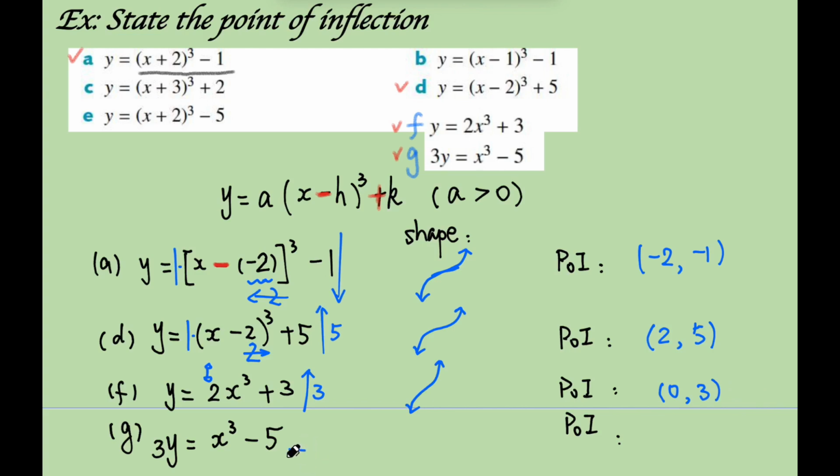For this question, we are going to divide both sides by 3. Then the coefficient is 1/3, and the shape will still be climbing up the hill. And h is 0, k is negative. It means we are going to move the graph down, so the point of inflection is like this.